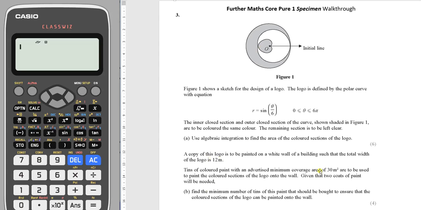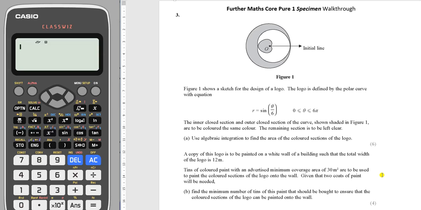The next part of the question uses a bit of creative thinking to answer a modelling question, really. We're talking about what happens if the logo gets scaled up, and we're going to use some tins of paint to cover it. So the key section here that we need to get right is the integral so that we can get the correct area for this curve.